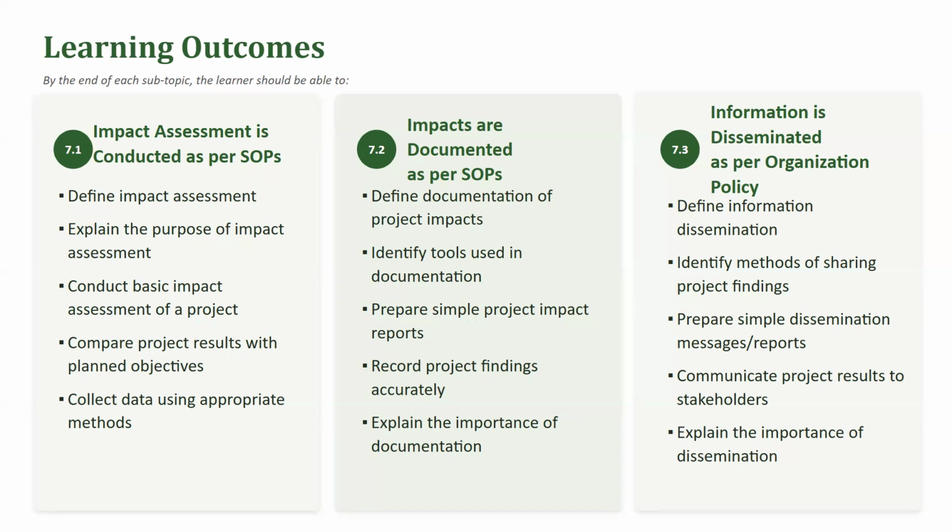The next PC is 7.3: the information is disseminated as per the organization policy. There we are going to define information dissemination, identify methods of sharing project findings, prepare a simple dissemination message or report, communicate project results to stakeholders, and explain the importance of dissemination.